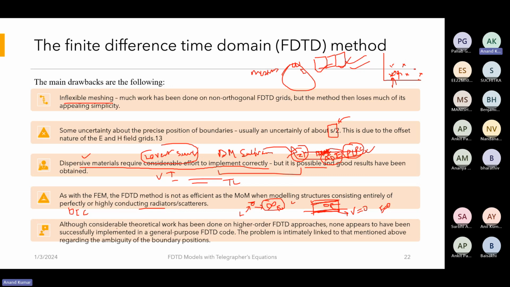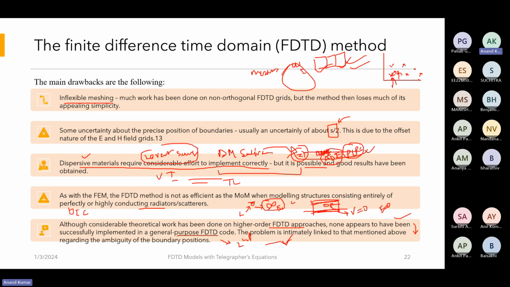And there has been considerable theoretical work done on higher order FDTD approaches, but they have not been very popular because we tend to complicate simple things. For a general purpose FDTD code, the second order accurate ones that we will look at in this course are good, and we don't really need to go for higher order FDTD approaches.